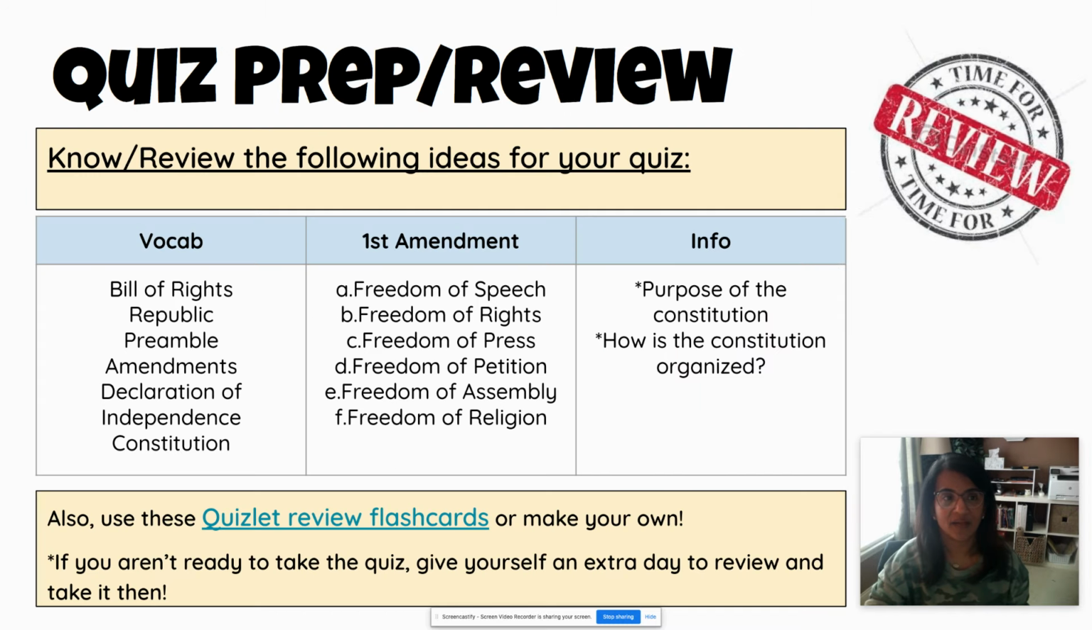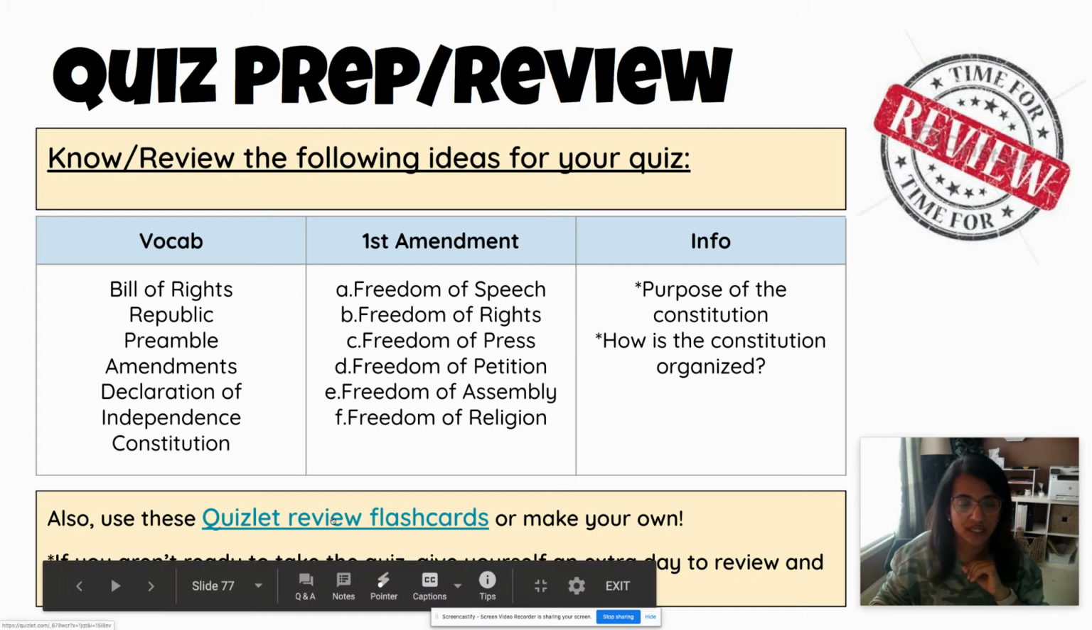So, if you are ready to prepare for your quiz, this is what you need to prepare. So you need to know all these vocab words right here. You need to know all of the First Amendment. I don't want you to know all 10 amendments. I just want you to focus on the First Amendment. And you pretty much need to memorize what is the First Amendment? What are the freedoms? Speech, right, press, petition, assembly, religion. I think in 4th grade you learned a song about it, didn't you? And then you need to know, what is the purpose of the Constitution and how is it organized?